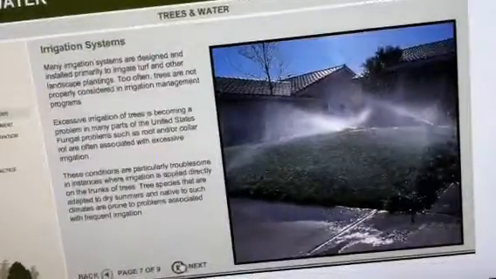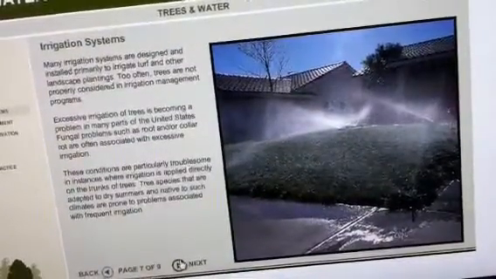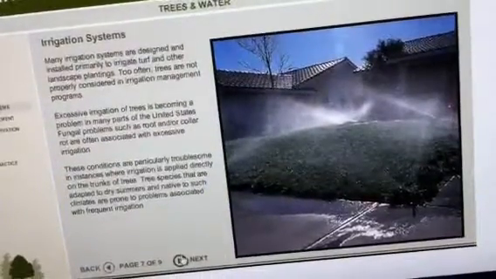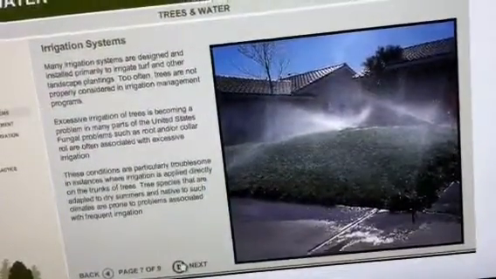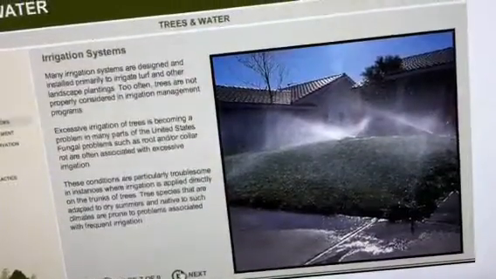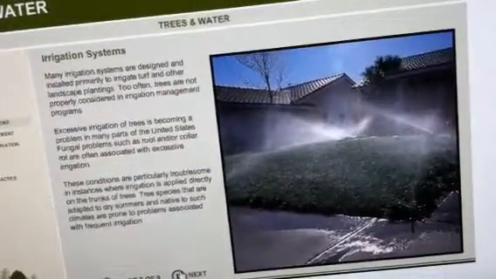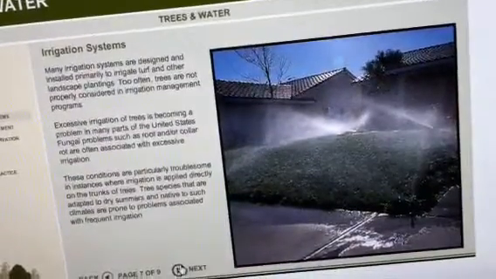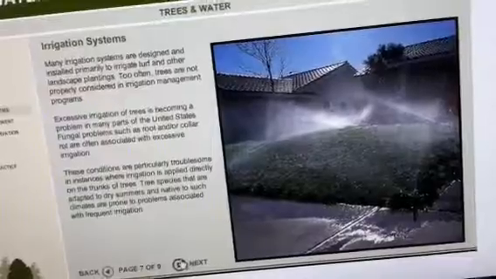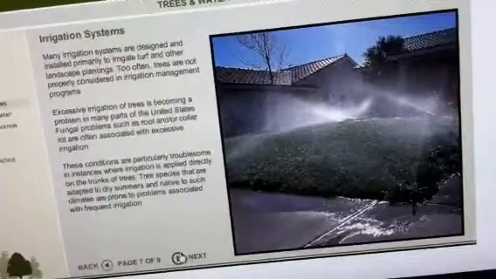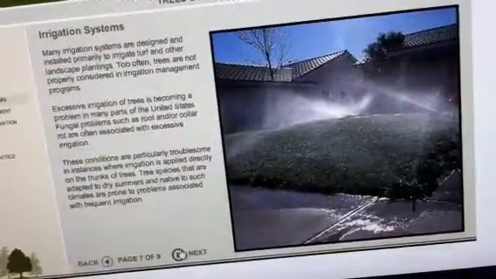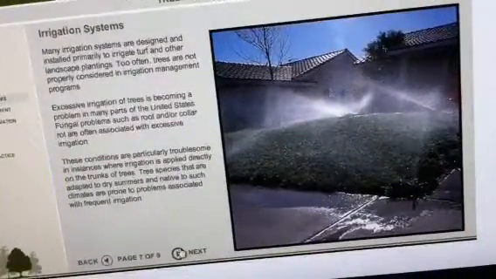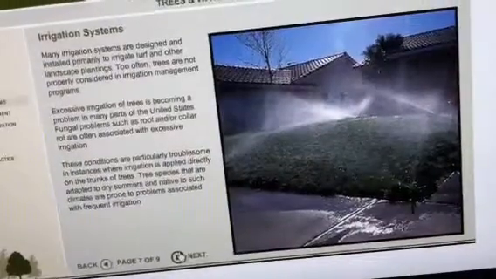Many irrigation systems are designed and installed primarily to irrigate turf and other landscape plantings. Too often, trees are not properly considered in irrigation management programs. Excessive irrigation of trees is becoming a problem in many parts of the United States. Fungal problems such as root and or collar rot are often associated with excessive irrigation. These conditions are particularly troublesome in instances where irrigation is applied directly on the trunks of trees.